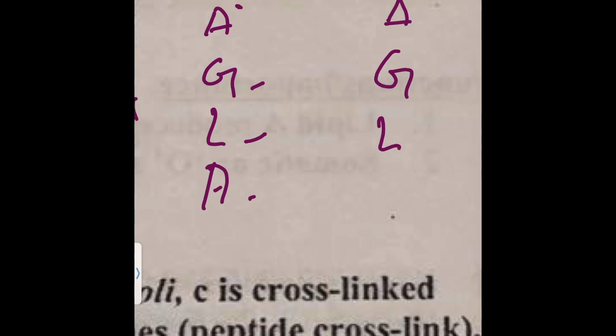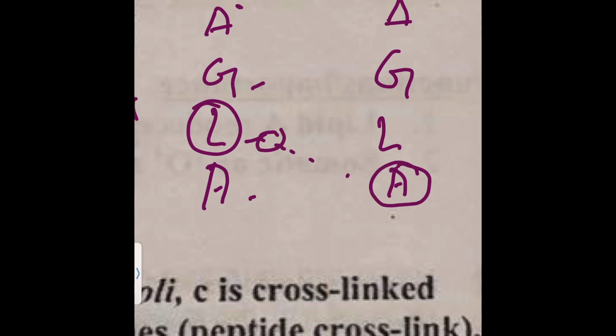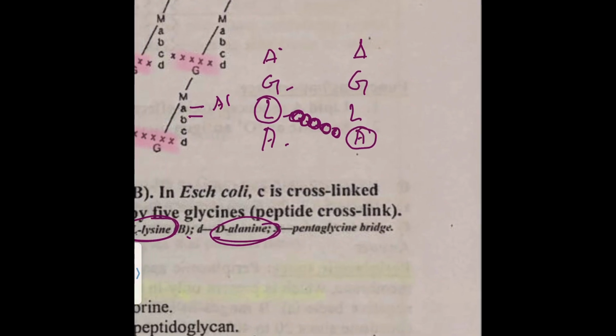And in two AGLA chains, one lysine is connected to alanine of another by a pentapeptide side chain. 1, 2, 3, 4, 5. Pentapeptide side chain. But in case of gram negative, there is a direct connection. That is AGLA.